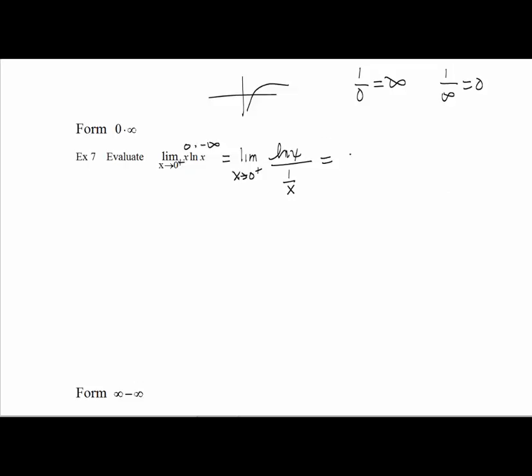We take the limit of the derivative of the natural log, which is 1 over x, divided by the derivative of 1 over x, which is negative 1 over x squared. Here is where you do a little algebra, because if we try to evaluate this limit right now, we end up with infinity over infinity again, and we're still indeterminate, and we could keep taking derivatives and we'll still get indeterminate forms.